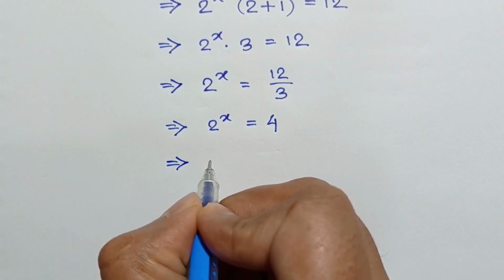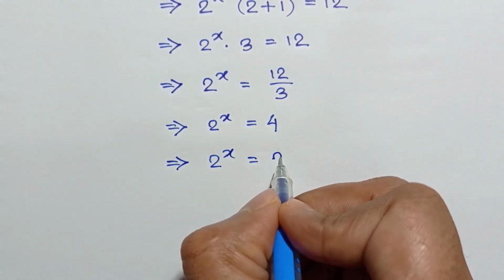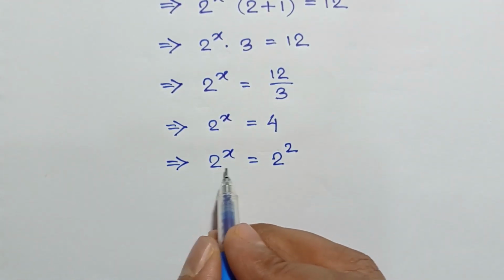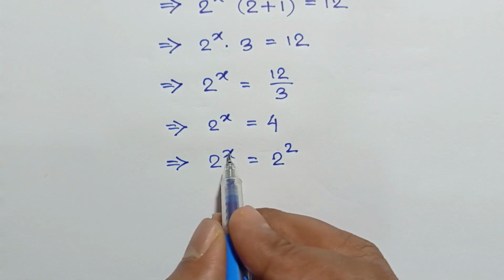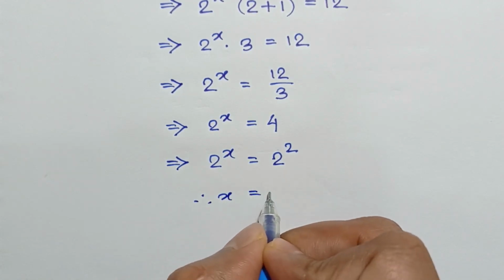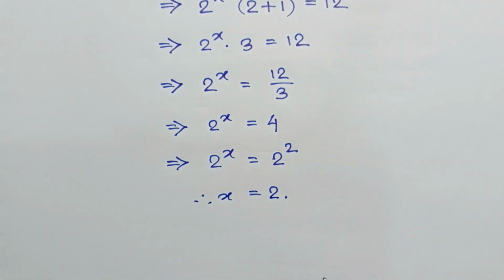Or, 2 to the power x is equal to 4, which can be written as 2 squared. Here the bases are the same, so the powers will be equal, so we can write x is equal to 2. This is the solution of this equation.